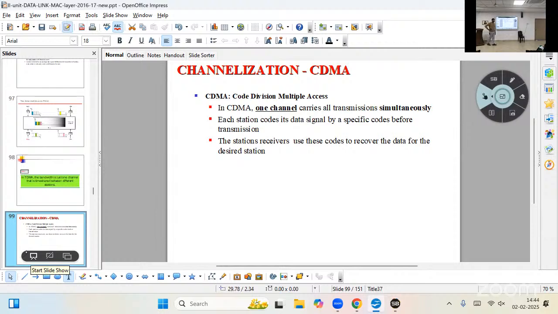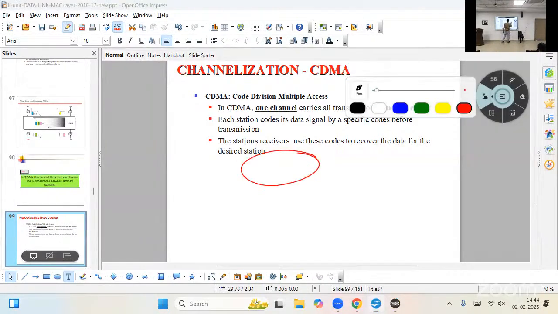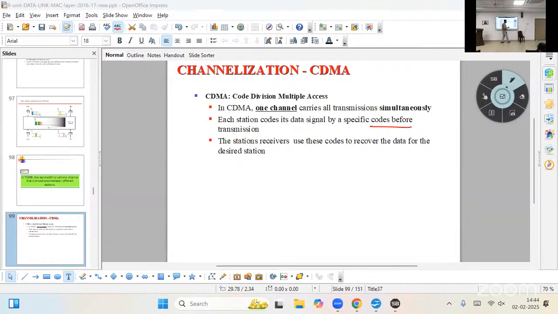Code division multiple access. So in code division multiple access, what will happen? We need to allocate the codes. You allocate some codes. Before you send the data from sender to receiver, we are allocating the codes. Within the codes, we need to send the data from sender to receiver. Make a note. First point.